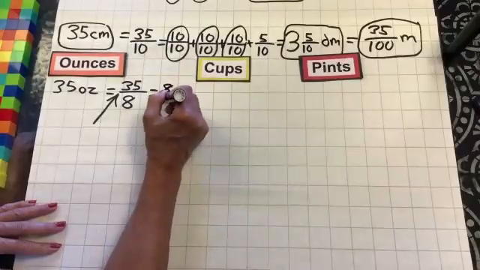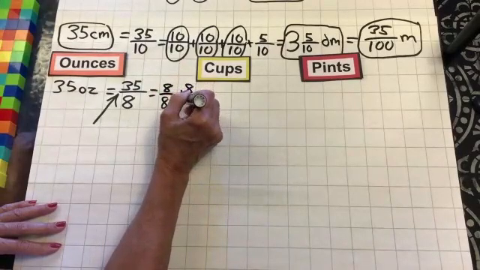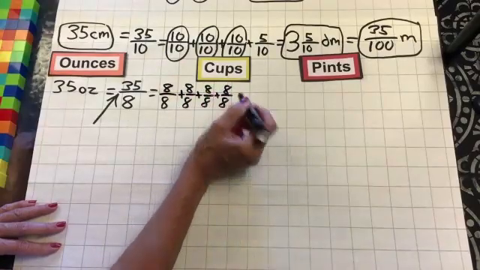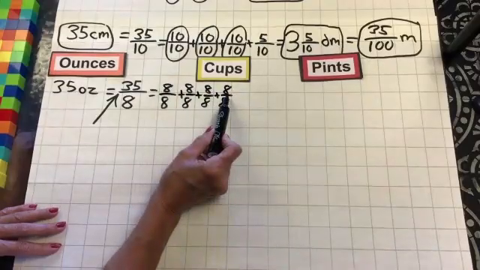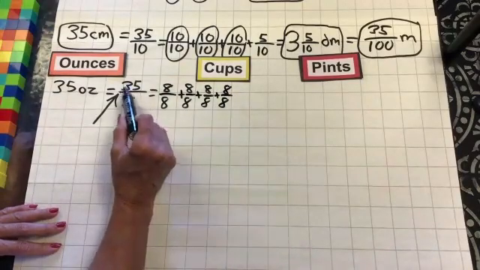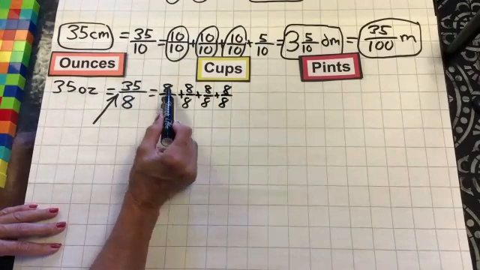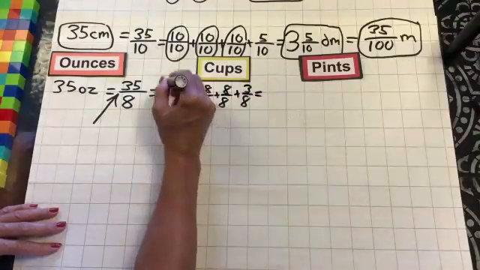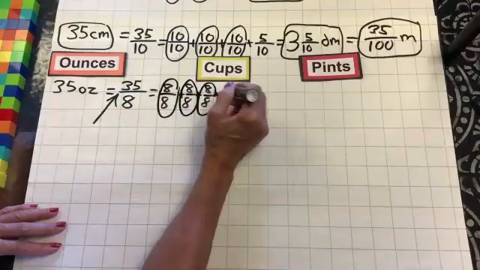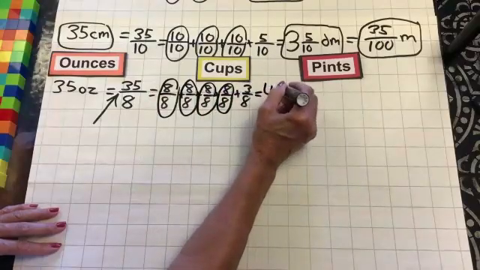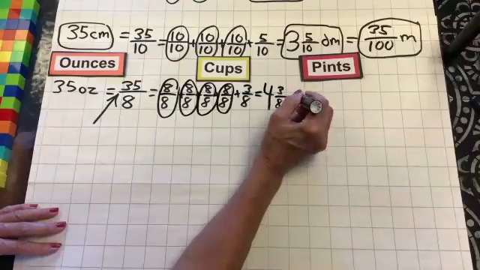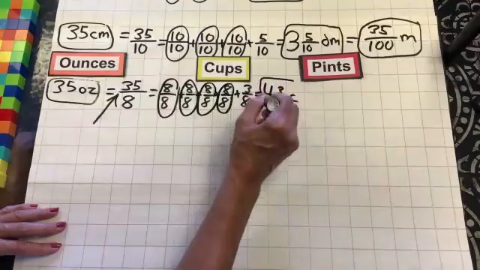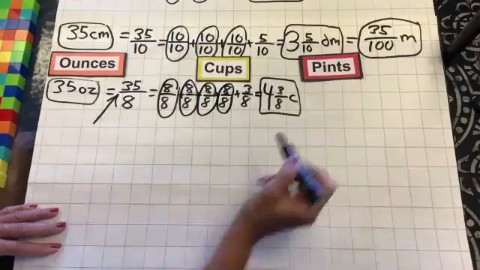So this is 8 over 8 plus 8 over 8 plus 8 over 8 plus 8 over 8. So I know that 4 eights equal 32. And I'm looking at this, trying to figure out how many times 8 goes in there. 8 goes in 4 times with 3 left over the 8. So we have 1, 2, 3, 4 whole cups and 3/8. And we put a C there for cups. So 35 ounces is the same as 4 and 3/8 cups.